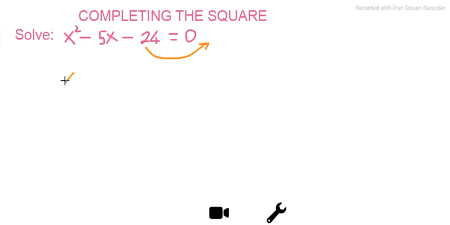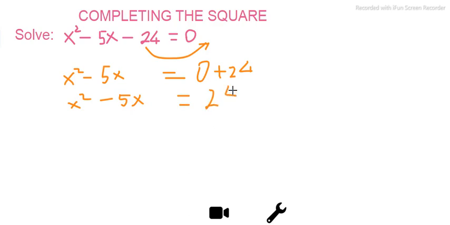When we do that, we have x squared minus 5x equals 0 before, plus, when you shift minus 24 to this side, it becomes plus 24. So this will give us x squared minus 5x equals 24.